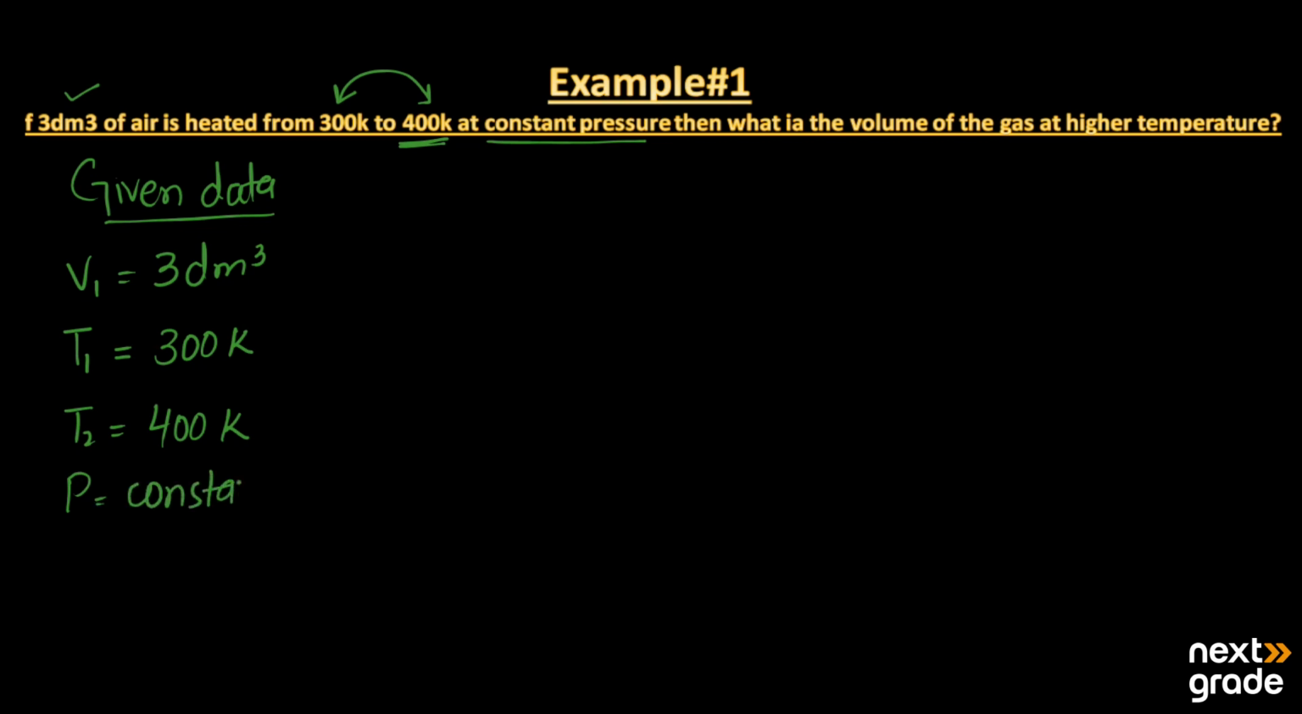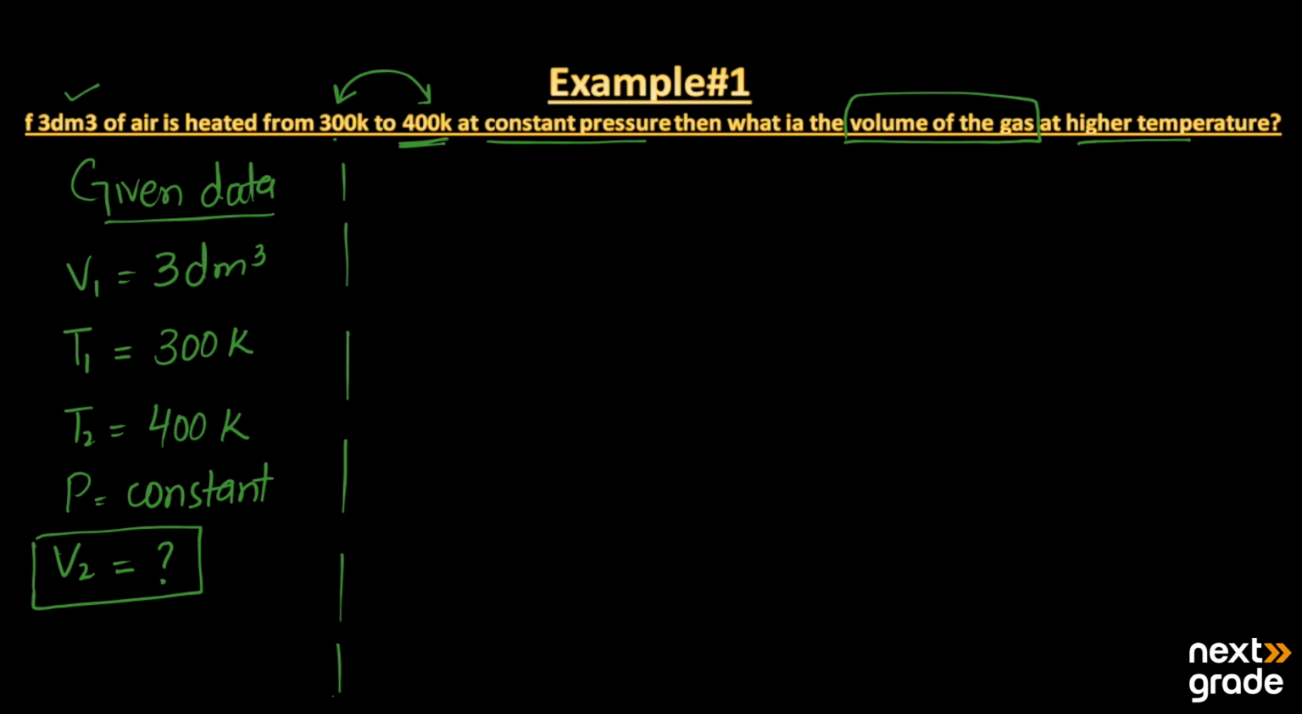Now, what is the required data? What is the volume of the gas at the higher temperature? It means when we increase the temperature from 300 to 400, what will be the final volume of the gas? So here we need to find V2. This is the requirement that we have to solve. For this solution, we must know the formula: V1 over T1 is equal to V2 over T2.